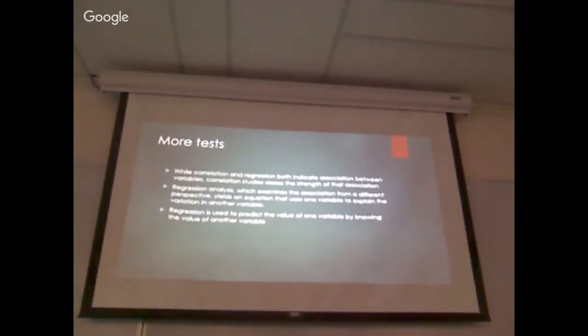Now, what I was saying about regression and correlation is that we have two things going on here. We're looking at whether or not there's an association between or among two or more variables, and we're also determining whether or not that relationship appears to be chance, just random, or something non-random going on. The other thing we do is look at the strength of that relationship. Regression examines the association from a different perspective, yielding an equation that uses one variable to explain the variation in another. That is, with the correlation itself, we're saying, okay, how strong is this relationship?